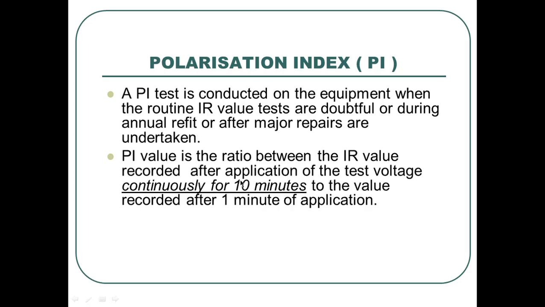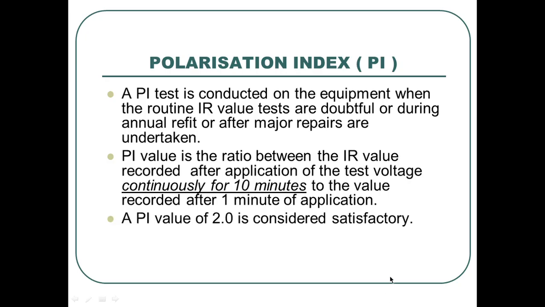PI value is the ratio between the IR value recorded after application of the test voltage continuously for 10 minutes to the value recorded after 1 minute of application. So it is basically a ratio of IR value at two different intervals of time, you can say. That is the polarization index. A PI value of 2 is considered satisfactory.